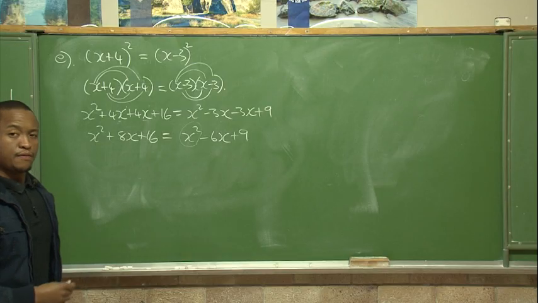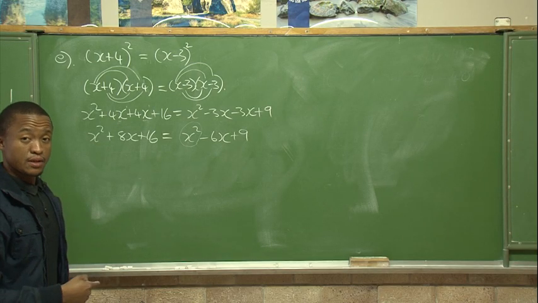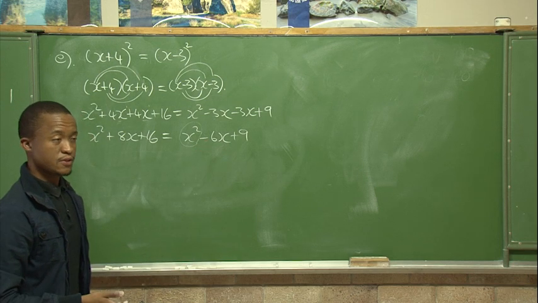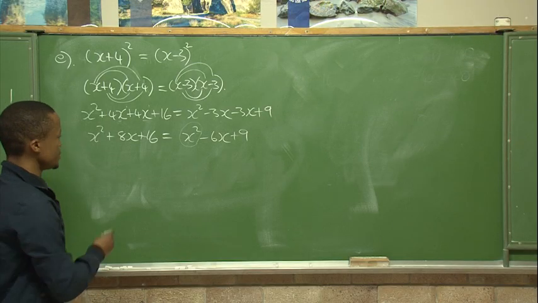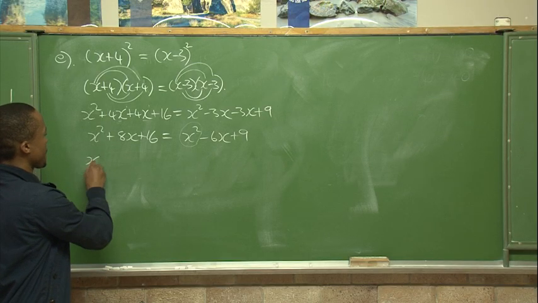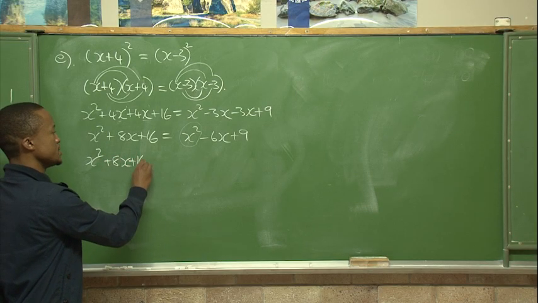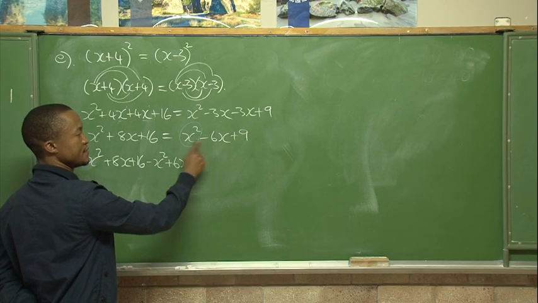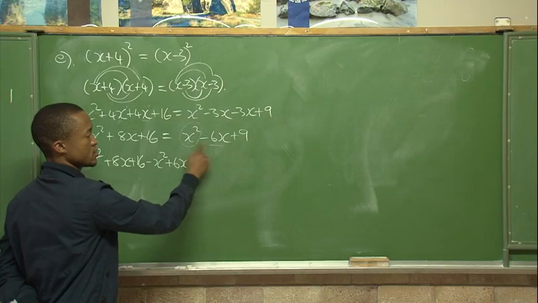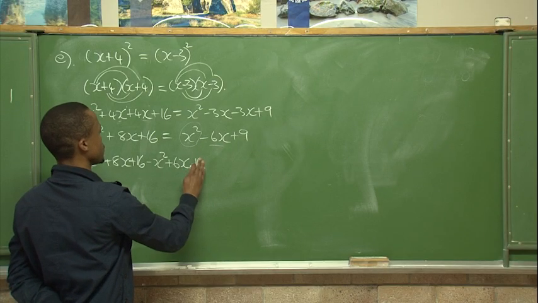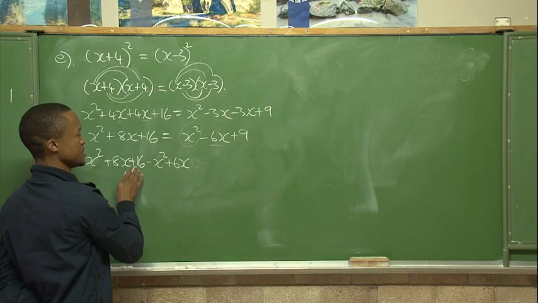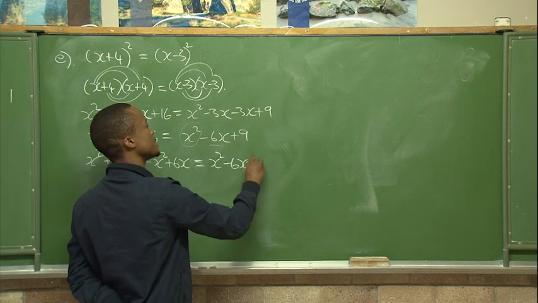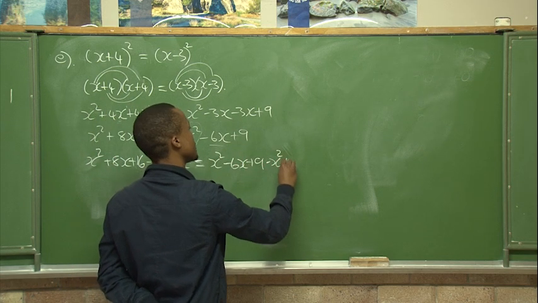What's the additive inverse of positive x squared? That will be negative x squared. What's the additive inverse of negative 6x? That will be positive 6x. So we're going to do that on both sides of the equation. So we'll have x squared plus 8x plus 16 minus x squared plus 6x, because those are the additive inverses of the two terms, plus 16, or 16 has already been written on the left hand side of the equation, will be equal to x squared minus 6x plus 9 minus x squared plus 6x.